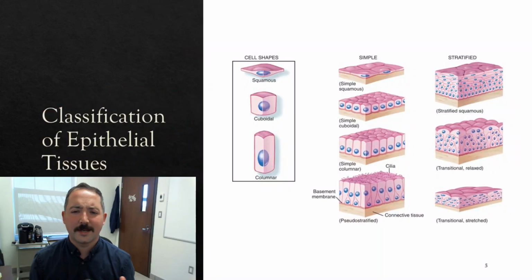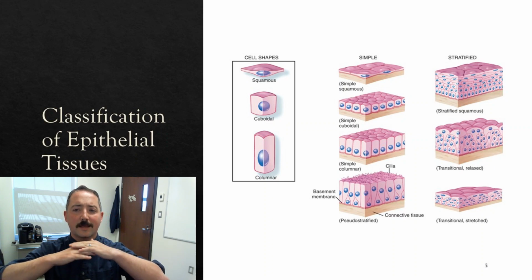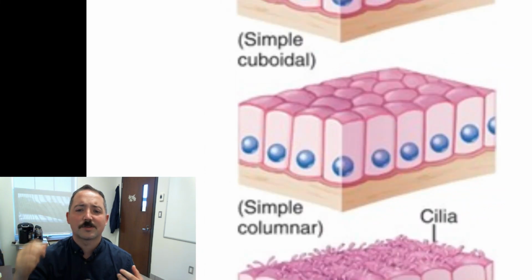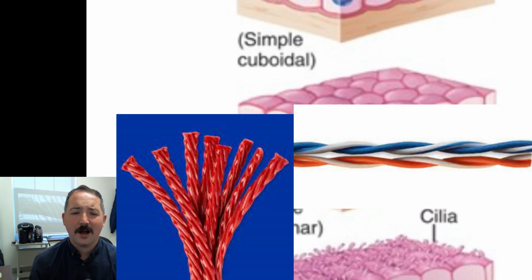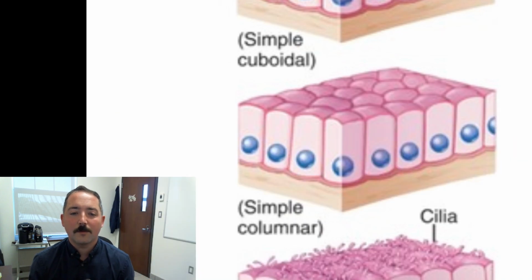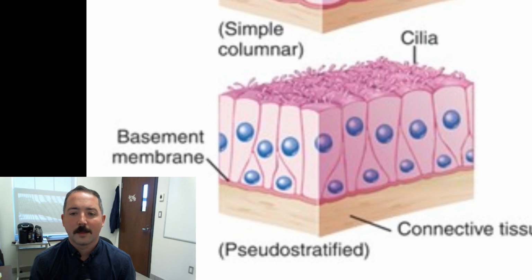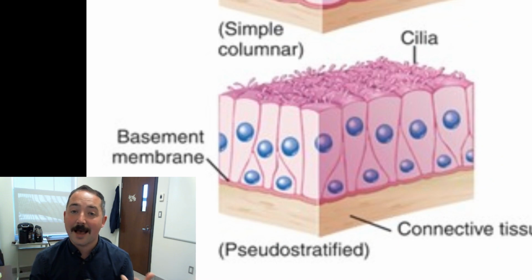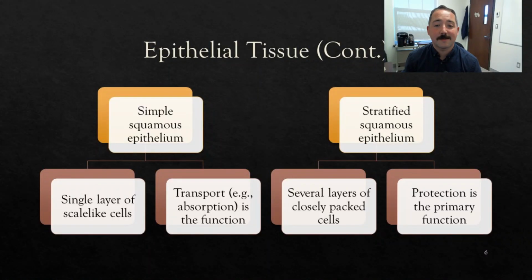There's one weird one in here that's kind of a mix of simple and stratified. If we take a layer of simple columnar cells and then twist those cells so that they're wrapped around each other, kind of like a Twizzler, a piece of licorice, or like a twist tie, then we would call that pseudo-stratified. There's only one layer of cells, but the way that they're wrapped and twisted makes them act like there's multiple layers. Alright, so let's see some examples.